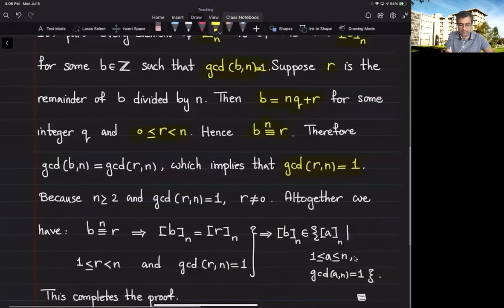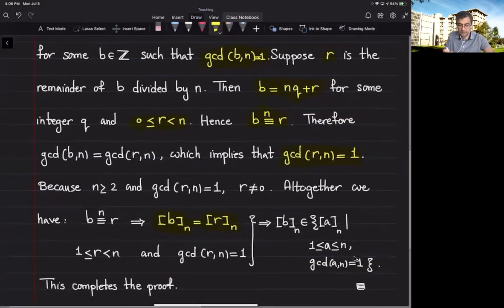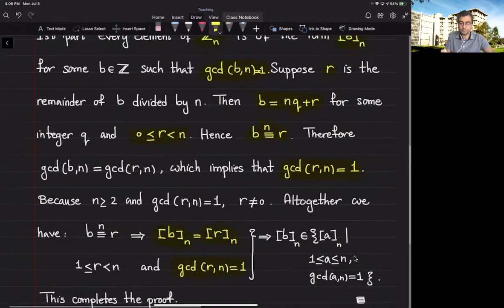Altogether, we end up showing that the residue class represented by b is equal to the residue class represented by r, the remainder, and moreover, this remainder is co-prime with n. Furthermore, because we assumed n is at least 2, r cannot be 0, because GCD of 0 and every other non-zero integer would be that integer.